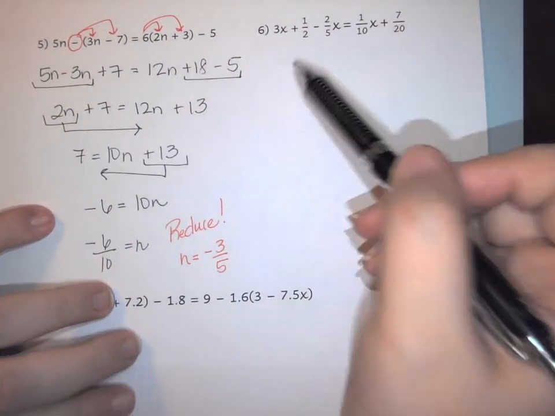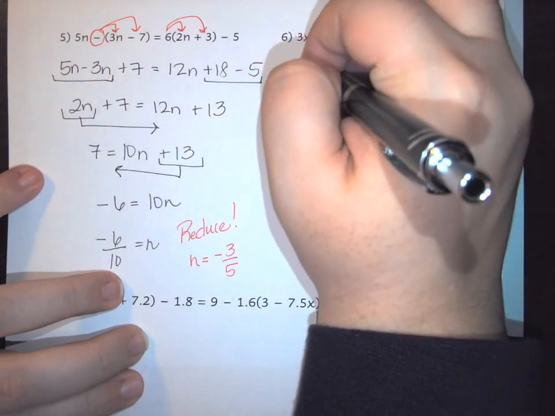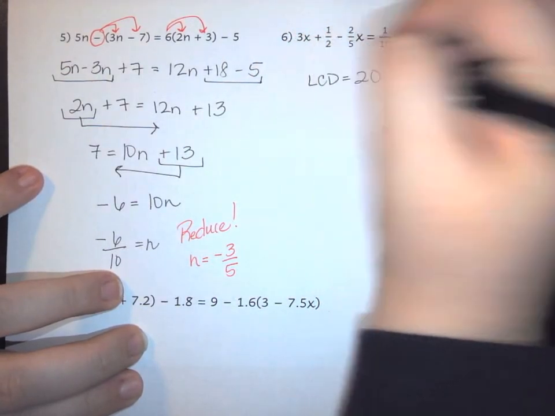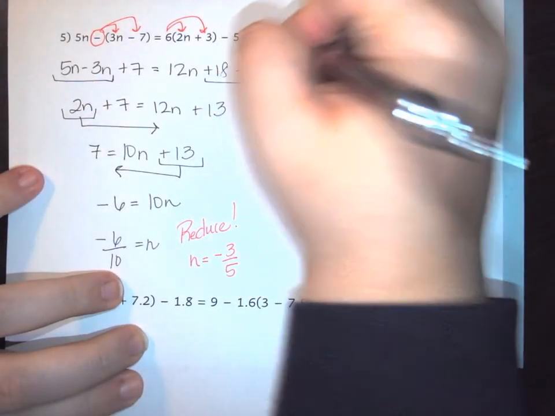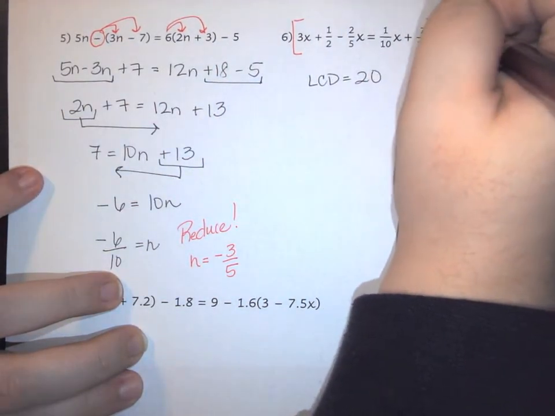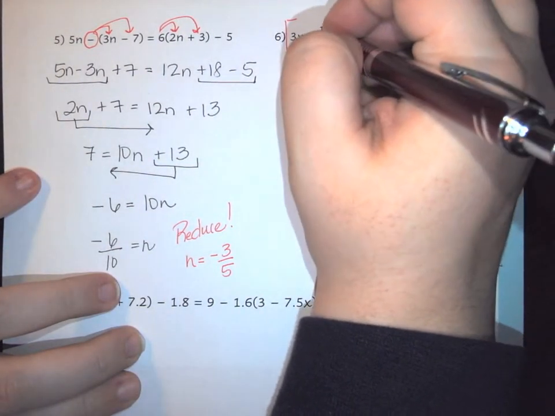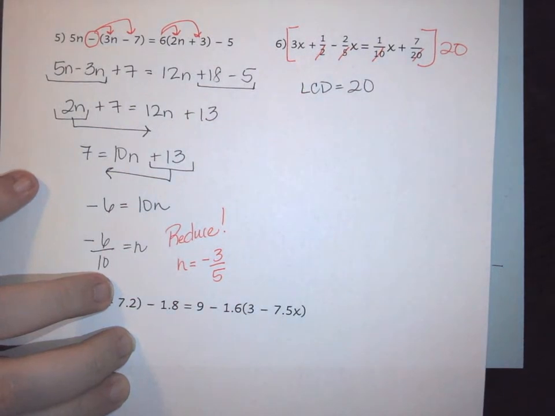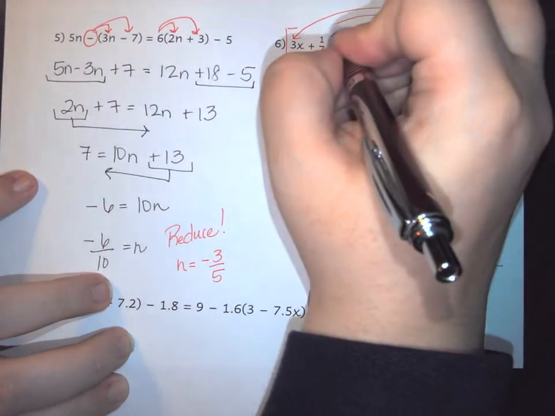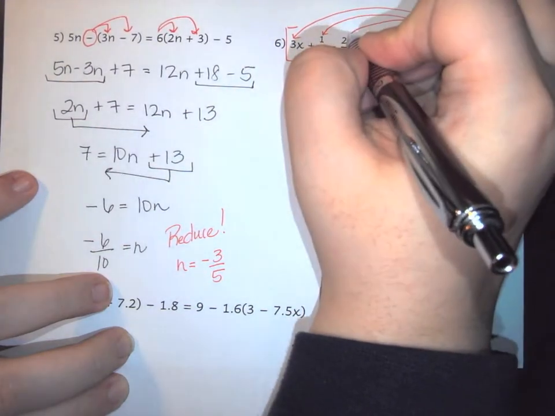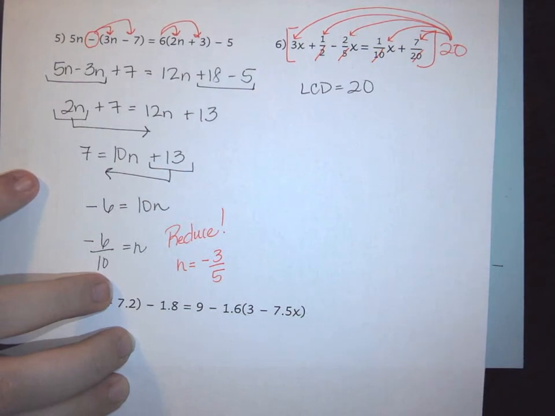Alright, let's look at another fraction problem. In this case, my least common denominator is going to be 20. So I am going to multiply this entire equation by 20, thus removing all of my denominators and leaving just my numerators behind. So we want to remember that this is going to multiply the first one, into the second, into the third, into the fourth, and into the last.